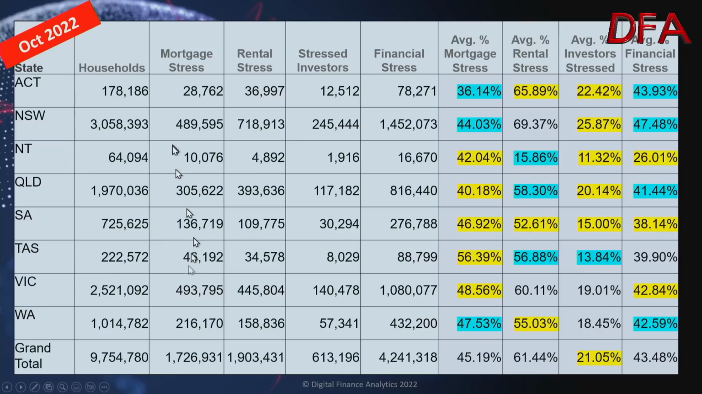And you can see here the count. So 1.7 million households in mortgage stress, 1.9 million households in rental stress. And overall, of the 9.7 million households, financial stress is touching just over 4.2 million households, or 43% of households. So it's quite significant.